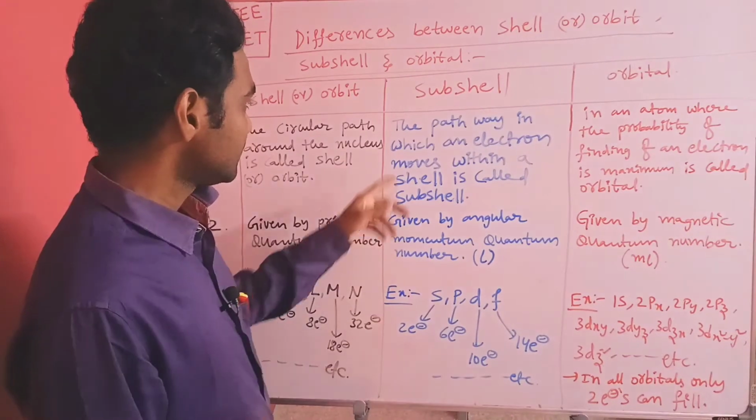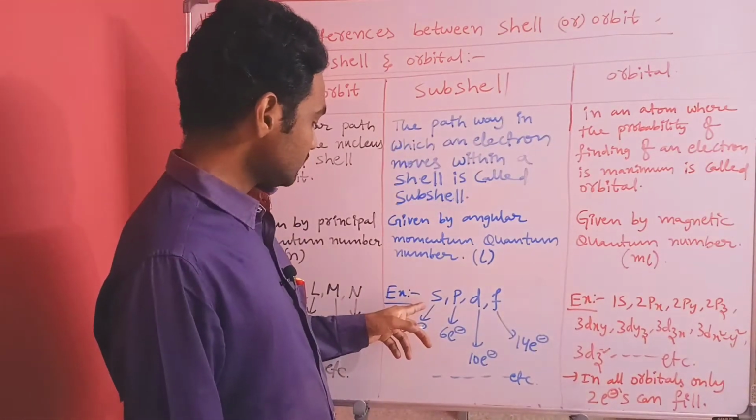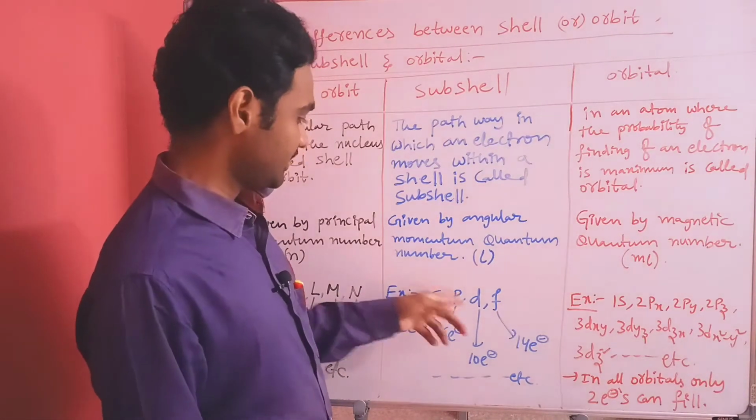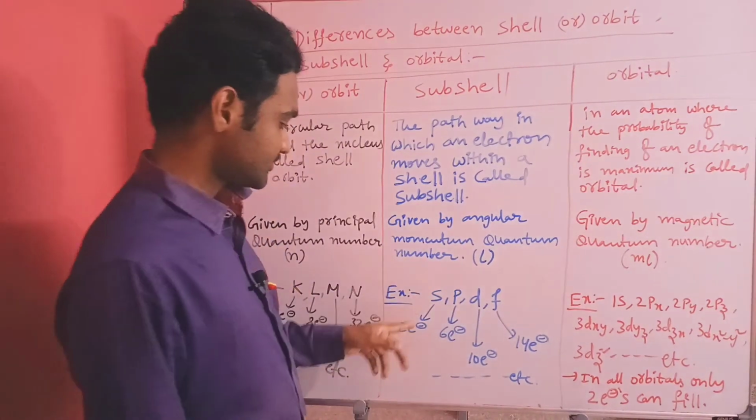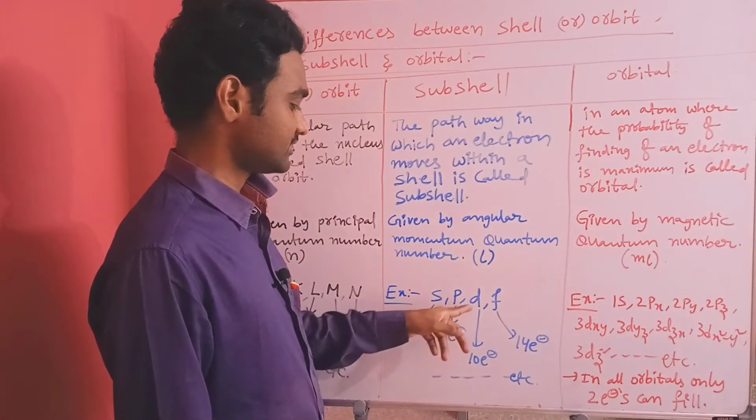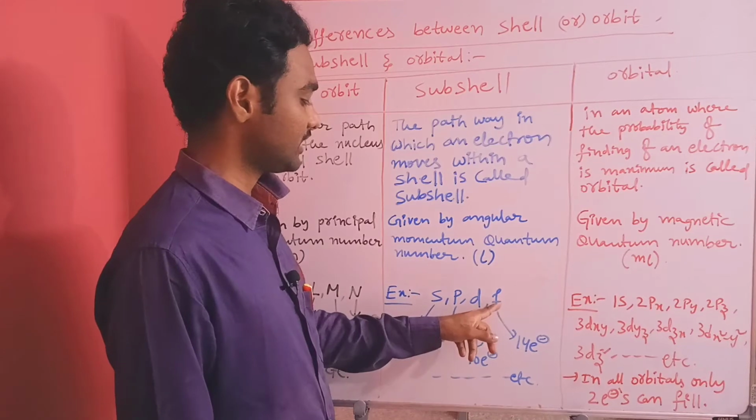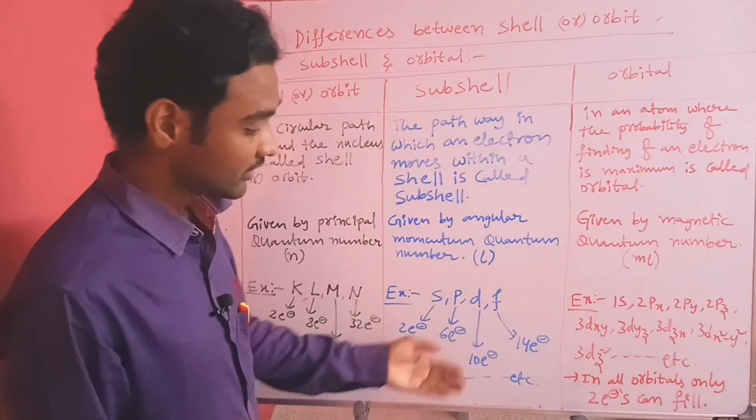Next, in subshell, examples are s, p, d, f and so on. In s subshell 2 electrons can fill, in p subshell 6 electrons can fill, in d subshell 10 electrons can fill, in f subshell 14 electrons can fill, and so on.